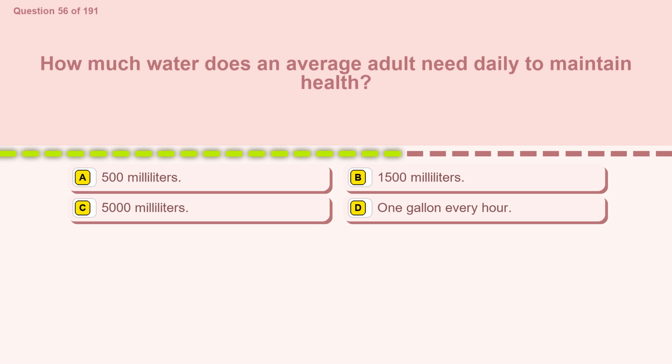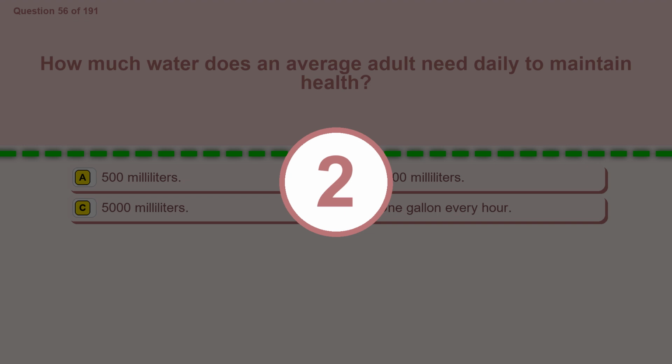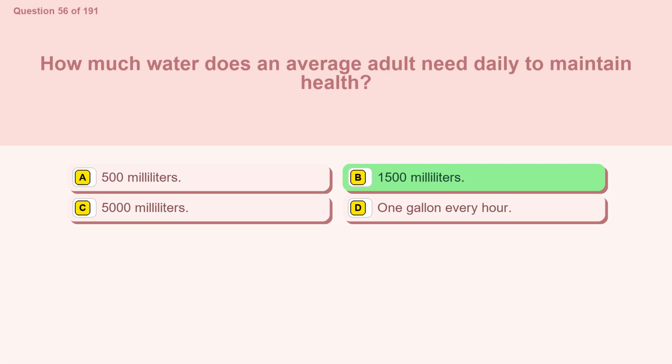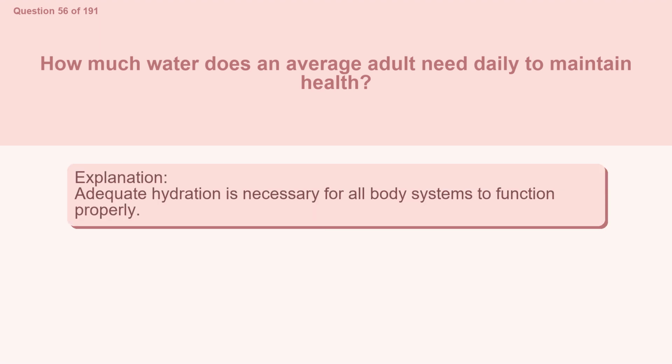Option B. 1,500 milliliters. Option C. 5,000 milliliters. Option D. 1 gallon every hour. The correct answer is option B. 1,500 milliliters. Adequate hydration is necessary for all body systems to function properly.